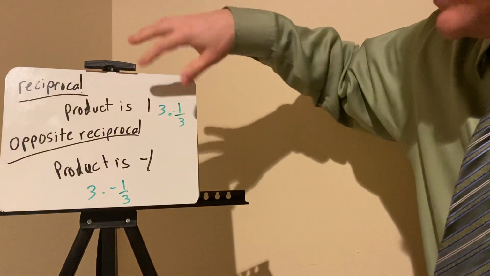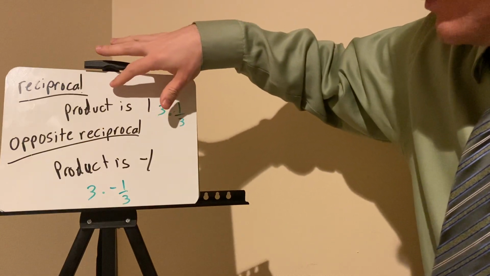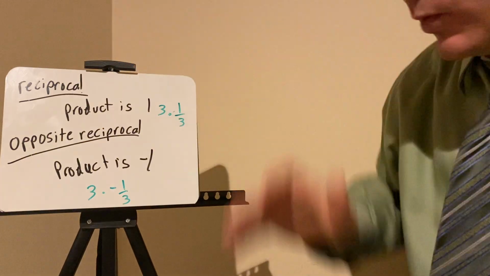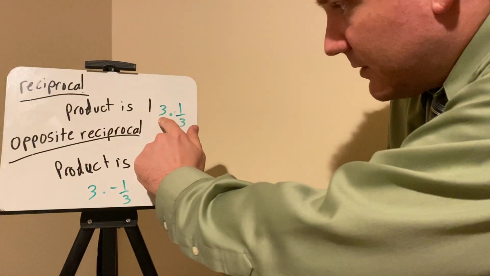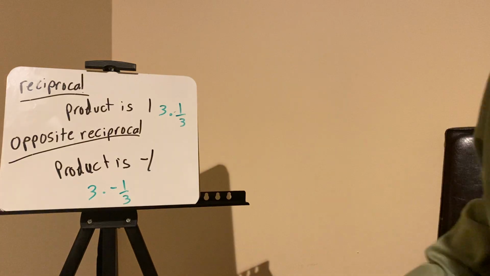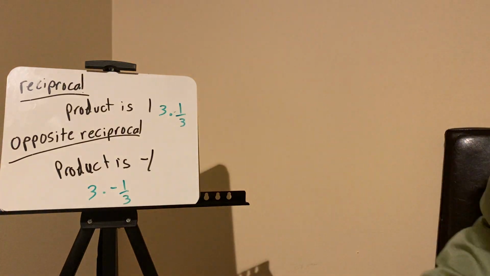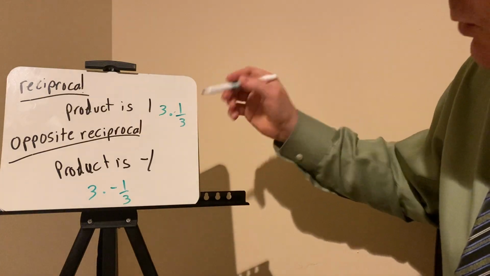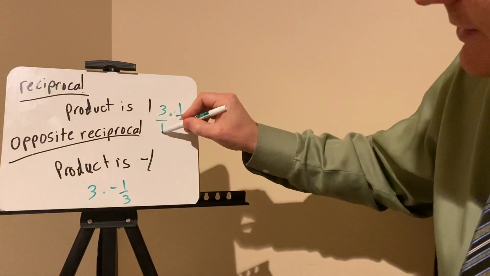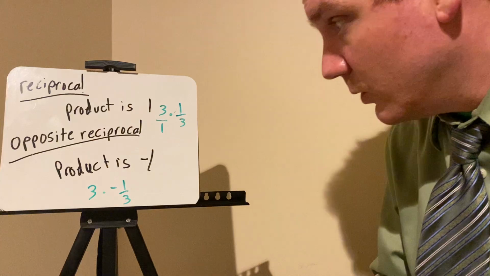Reciprocal is basically another version of a number, where when you multiply the two, your product is 1. So when you have two numbers and you multiply them together, the product is 1. Generally, the way you think of that is you have 3, and 3 times 1/3 is going to equal 1. Another way to think of it is 3 over 1 times 1/3 would equal 1.